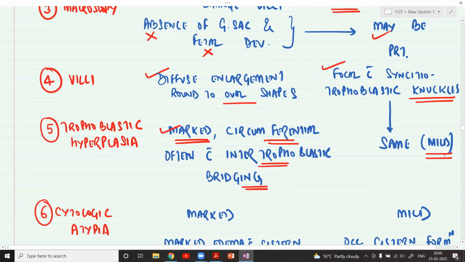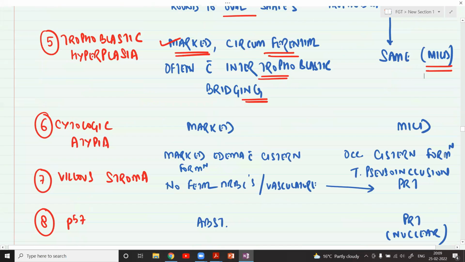Whereas over here, it is quite mild. Okay, trophoblastic hyperplasia is quite mild. Also, I have discussed the cytological atypia in case of complete mole is much more marked as compared to partial mole. Okay, and the stroma, as I told you, you will not be able to see any fetal RBC. You will not be able to see any vasculature over here.